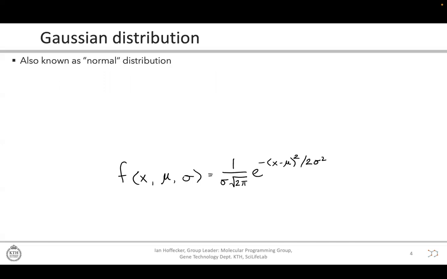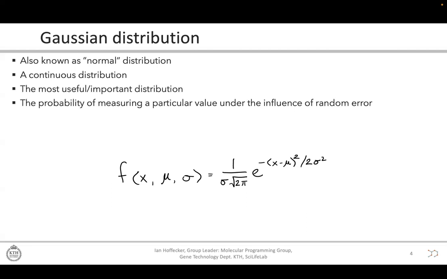So it's important for us to understand the distribution that gives rise to these precision statements, and this is the normal distribution. You can see the equation written out here. The normal distribution, or the Gaussian distribution, is a type of continuous probability distribution. It's the most useful because it's the one that we use to describe error.